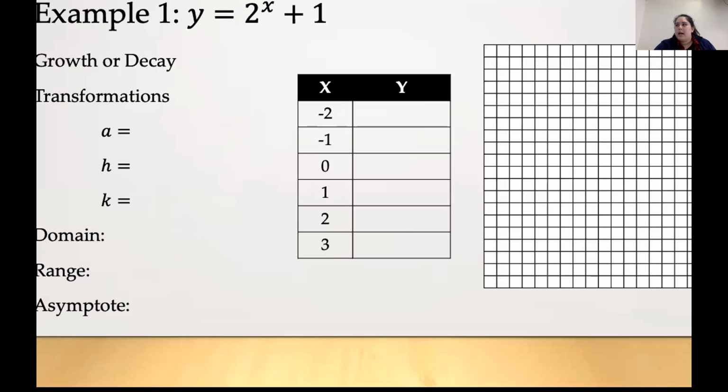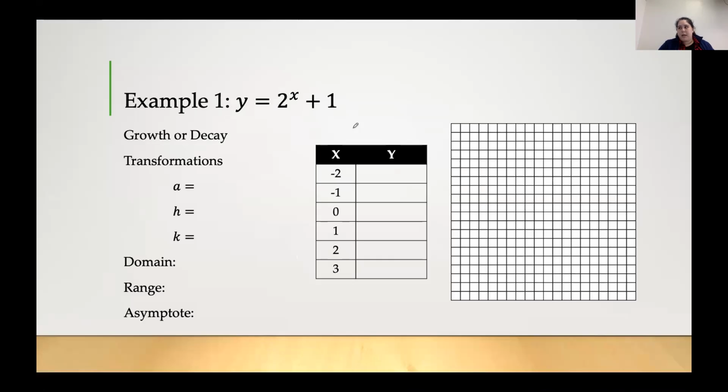So here we have y equals 2 to the x plus 1. So they want to know if it's a growth or decay function, and then the transformations, and then the domain, range, and the asymptote. So a lot of this we can do without even having to graph it. I probably would do the filling out information first, and then I would pull up a table using Desmos to go ahead and get those values. But I wouldn't worry too much on getting a graph first.